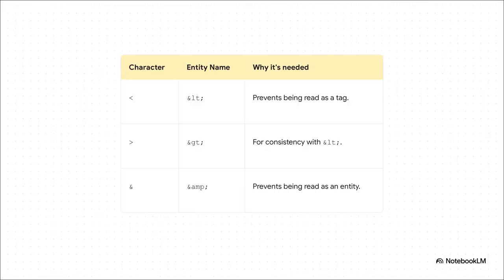And one last practical tip. What if you actually want to display a less than sign on your page? Well, you can't just type it because the browser is going to think you're starting a new tag. You have to use what's called a character entity. So for the less than sign, it's ampersand LT semicolon. You'll get the hang of it.